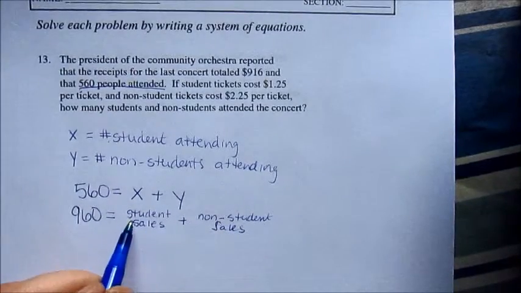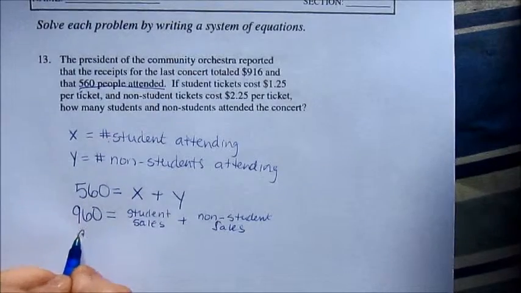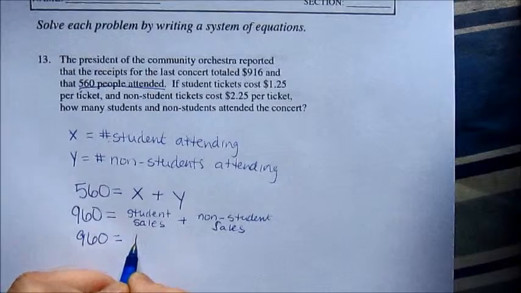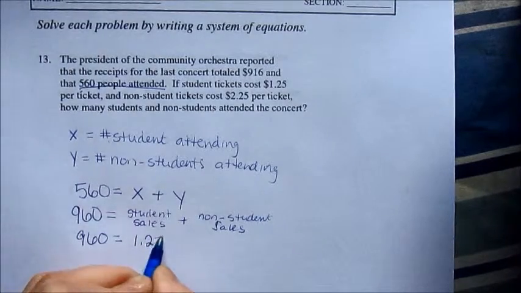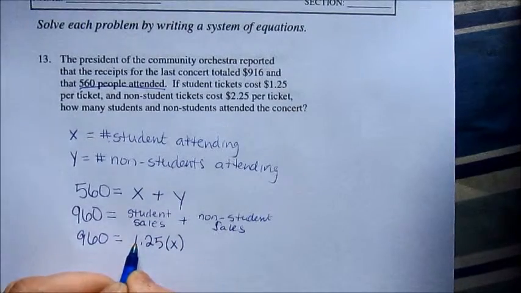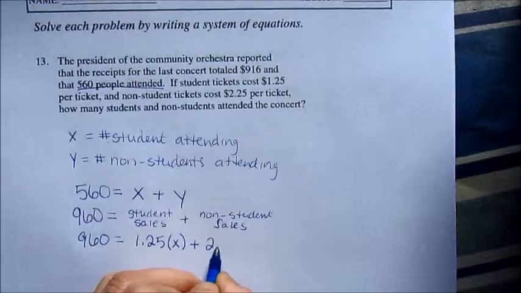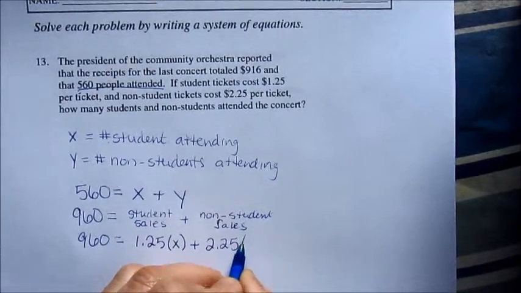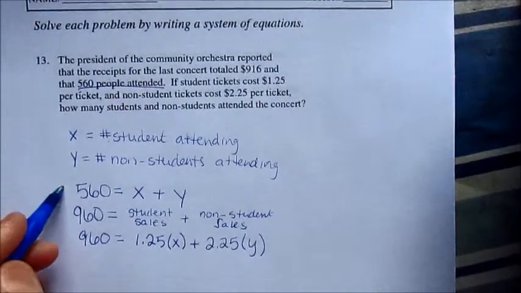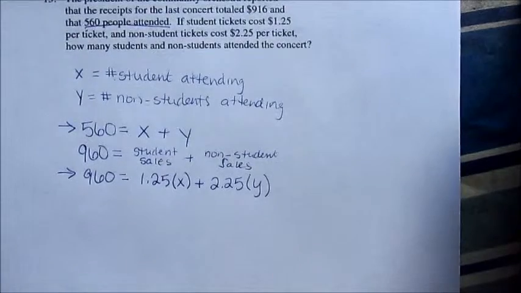So student sales, how much did I generate from these students attending? Well, each ticket for students cost $1.25, and I had x students attend. That's the total sales that I get from the students. And the total sales that I get from the non-students is $2.25y. Two equations, two unknowns, solve a system.